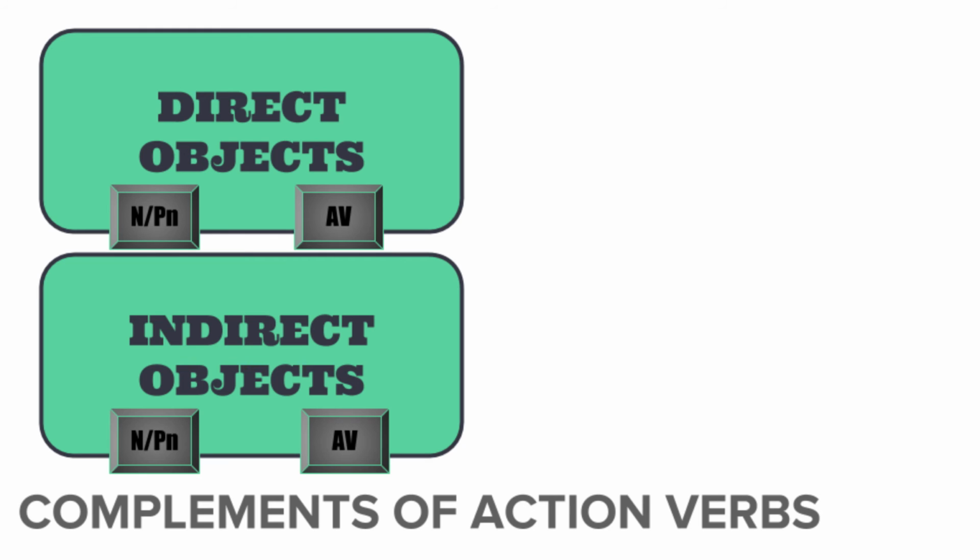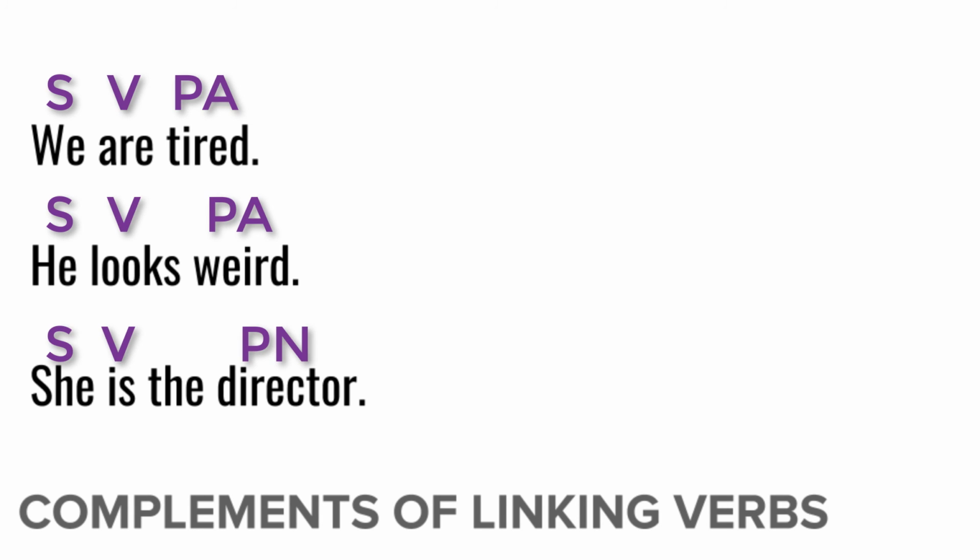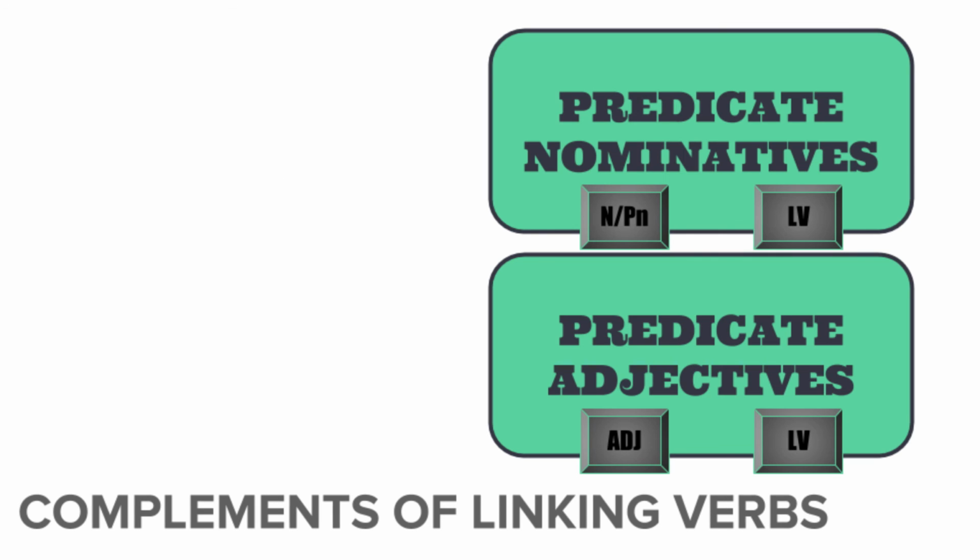Well, let's look at complements of linking verbs. We are tired. Well, that's a predicate adjective. He looks weird. Another predicate adjective. She is the director. Well, that one was a predicate nominative. So now we know that predicate nominatives and predicate adjectives follow linking verbs.